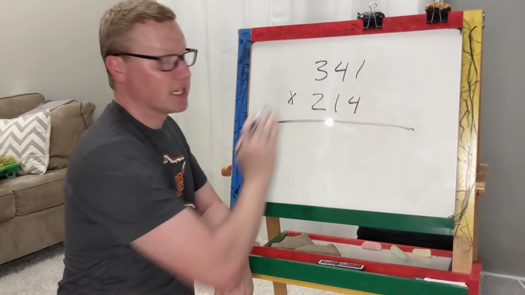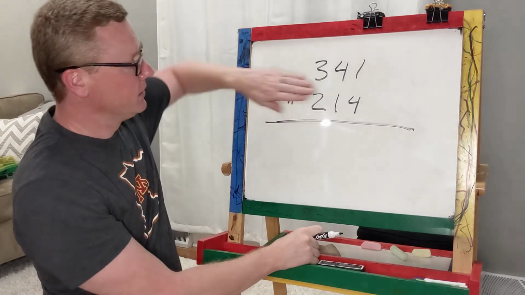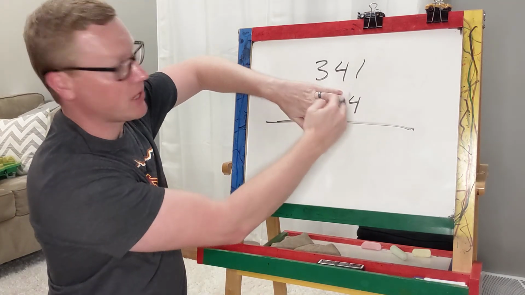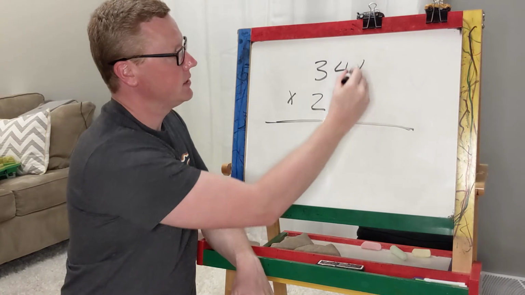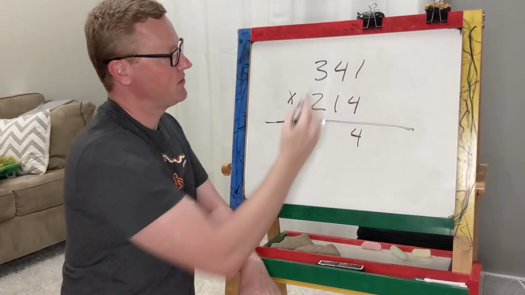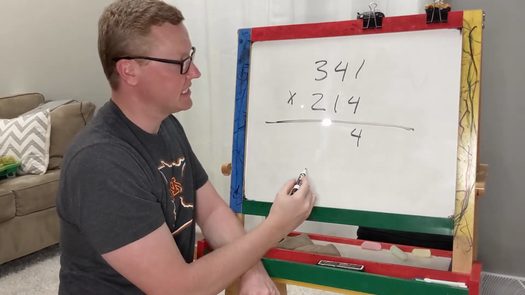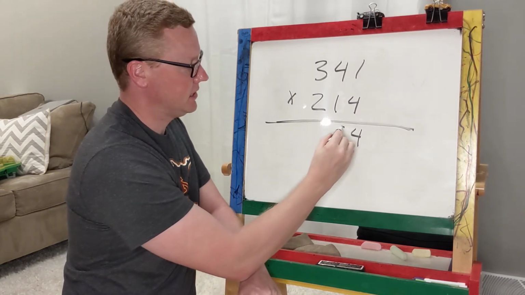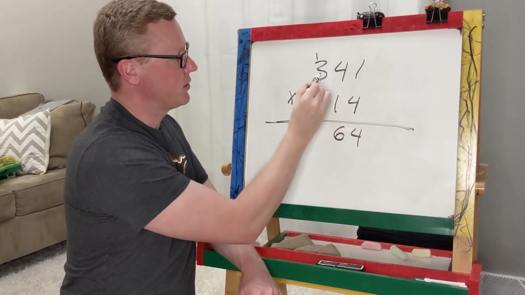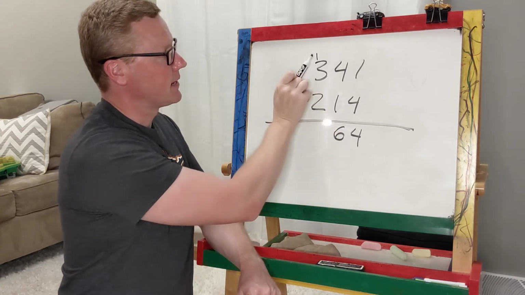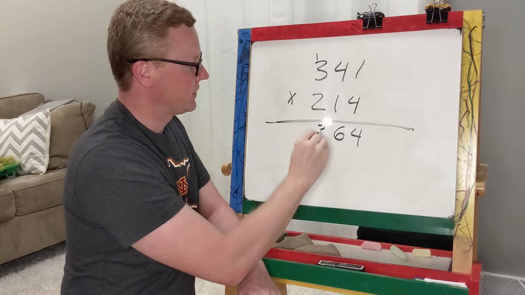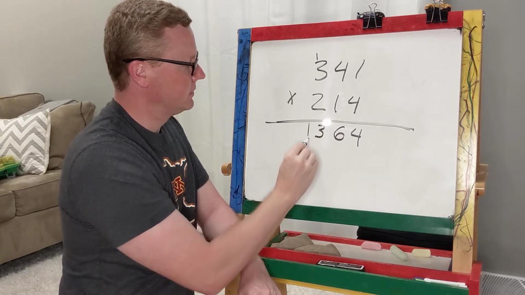So you were going to start it the exact same way you would with a 2 by 1 or even a 1. You always start at the 1 spot. So 4 times 1 is 4. 4 times 4 is 16. I can't put a 16 here, but I can put a 6. I can put a 1 up here. 4 times 3 is 12, but I can't forget about the 1, so it turns into 13. I can put a 3 here and a 1.